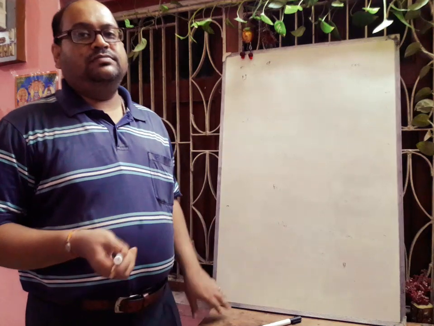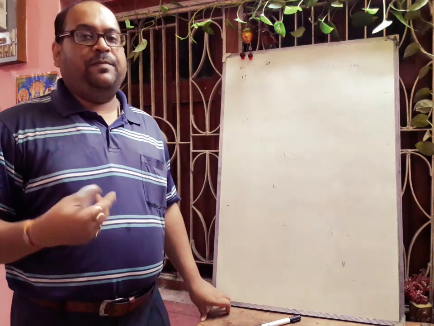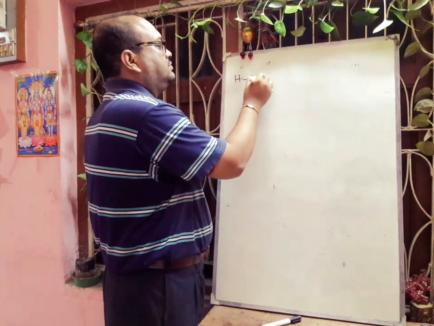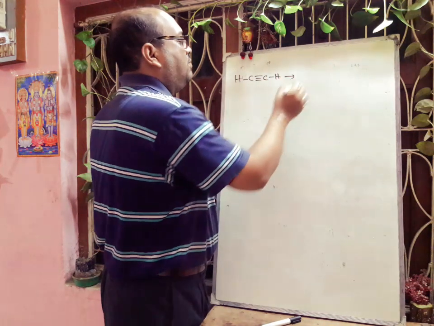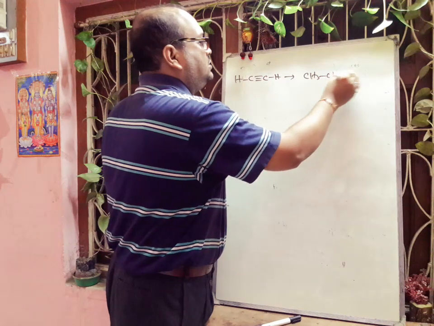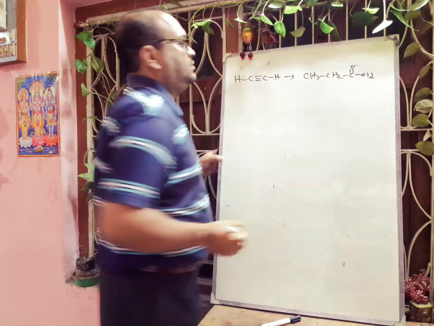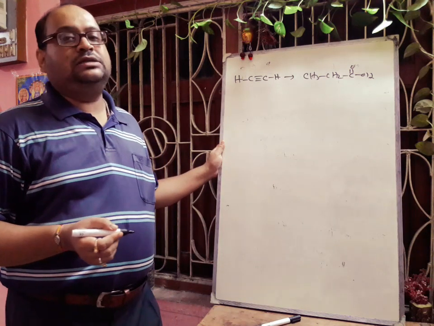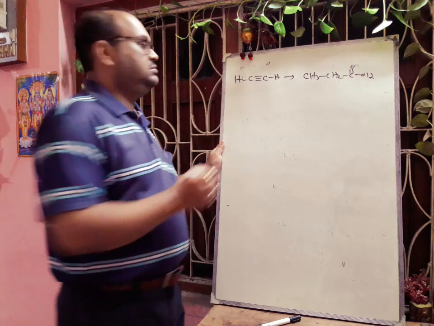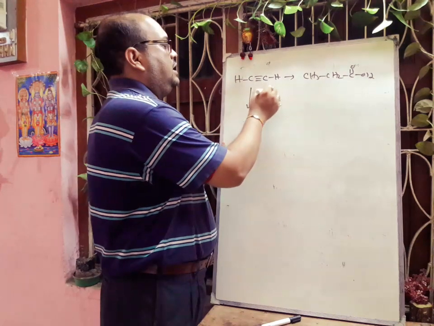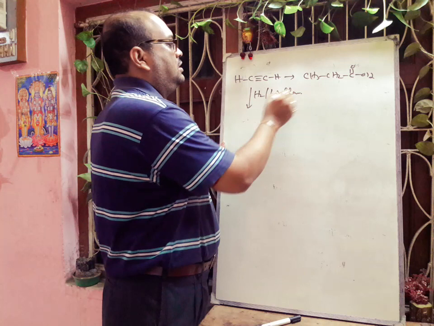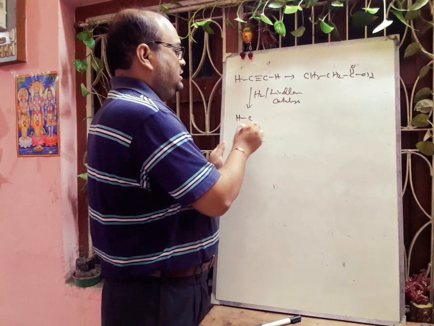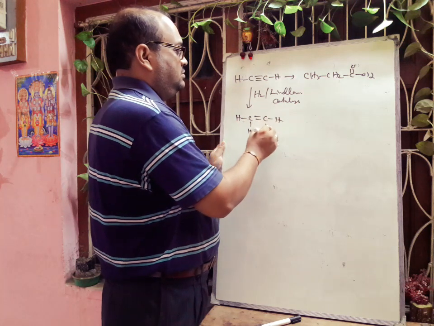You have to prepare propanoic acid from acetylene. So acetylene is given, you have to convert it into propanoic acid, CH3CH2COOH. Now, first what we will do, first we will add the Lindlar catalyst and hydrogen. Hydrogen and Lindlar catalyst. That will produce H2C=CH2.